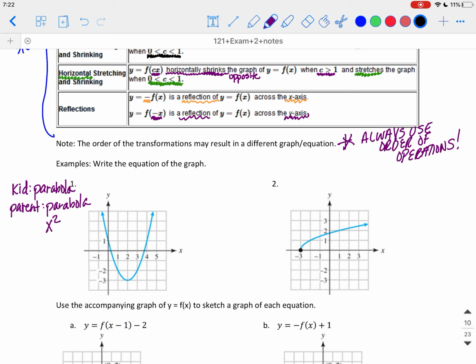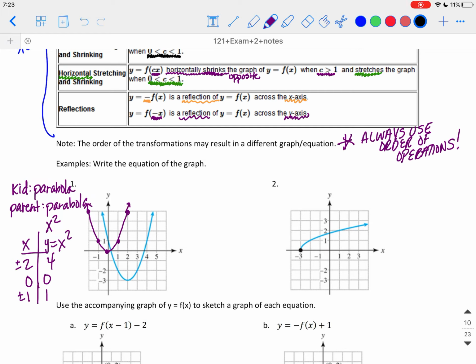If I make a table for the parent, x and y equals x squared, and I pick positive 2, 2 squared is 4. If I pick negative 2, squared is also 4. If I pick 0, squared is 0. If I pick positive 1, squared is 1, but also negative 1 will give me 1. So I'm going to graph it. Here's 0, 0, 1, 1, negative 1, 1, 2, 4, and negative 2, 4. So here's the parent.